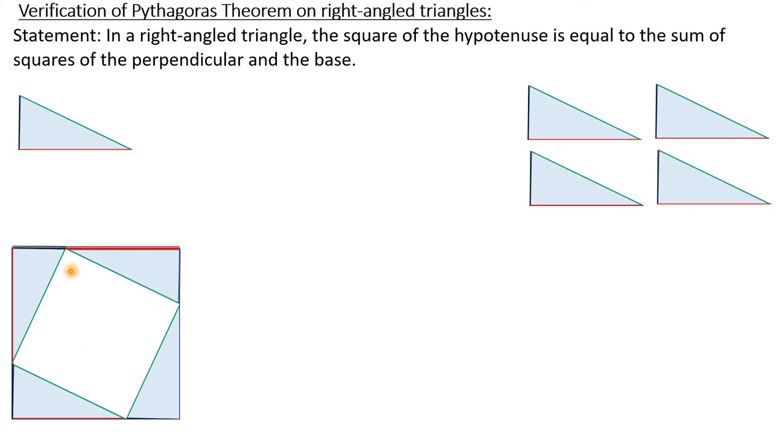The uncovered portion is a square of side equal to the length of the hypotenuse of the triangle. So now, what is the area of this uncovered portion? Side square means hypotenuse square. Hypotenuse multiplied by hypotenuse gives hypotenuse square. So this is one way of finding the uncovered portion. We have found that the area of the uncovered portion in this case is hypotenuse square.